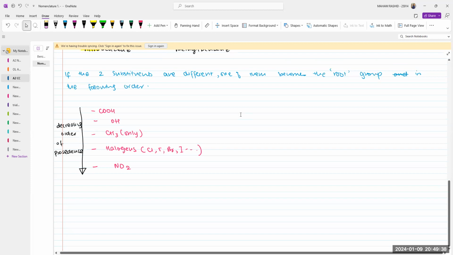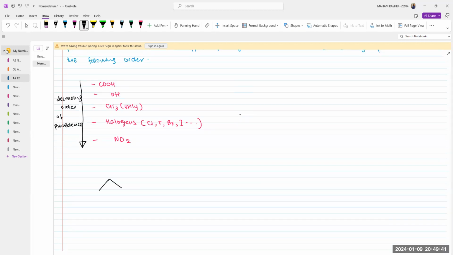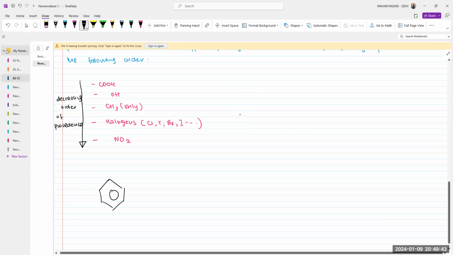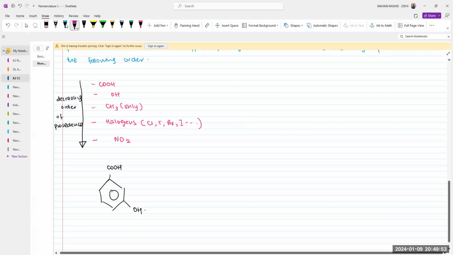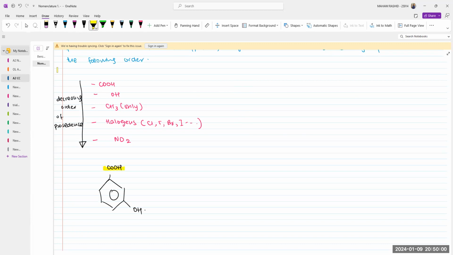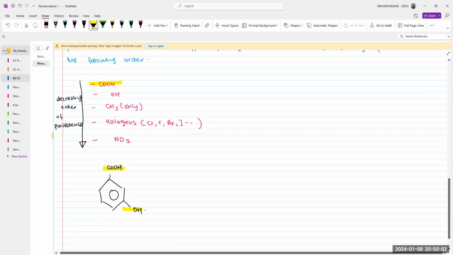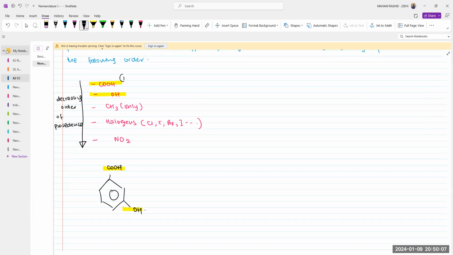Now I have a benzene ring that has two substituents. This is my benzene ring. This has a carboxylic acid and it has a hydroxyl group, right? Now what we're going to do is first see where both of these come in the order of precedence. So there's carboxylic acid, which is here, and then there's the hydroxyl group, which comes later, right? So precedence is given to carboxylic acid first, and then the hydroxyl group, right?